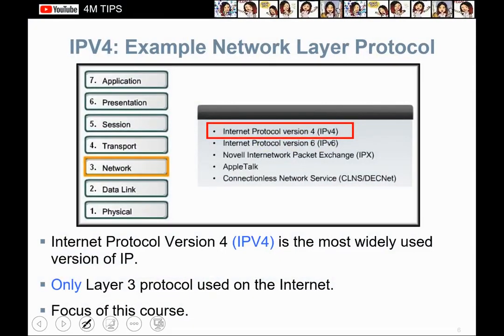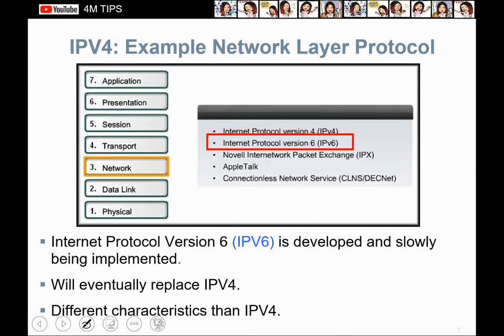In our network layer, we have the network layer protocol, which is called IPv4, okay, Internet Protocol version 4. So this Internet Protocol version 4, in short we call IPv4, is the most widely used version of IP. It is the only layer 3 protocol used on the internet, and this is our focus for this course.